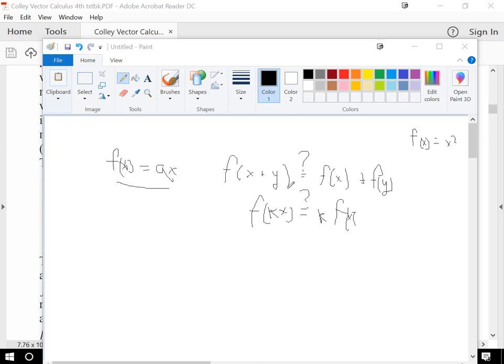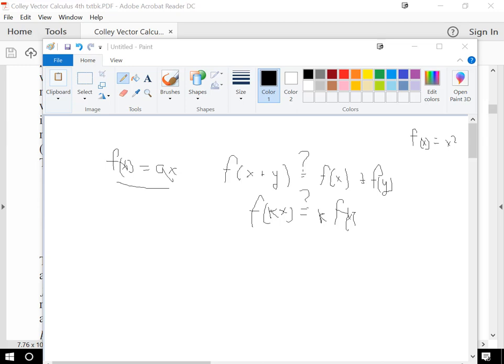When you do f of a plus b, x plus y, it's a times x plus y. But that's the same thing as a times x plus a times y. So that works. And this will also work. If you do f of kx, that's kax, and this is also kax. So this function is what's called a linear mapping.